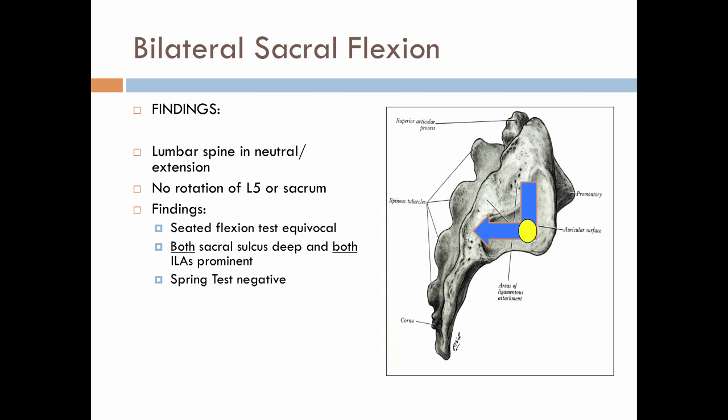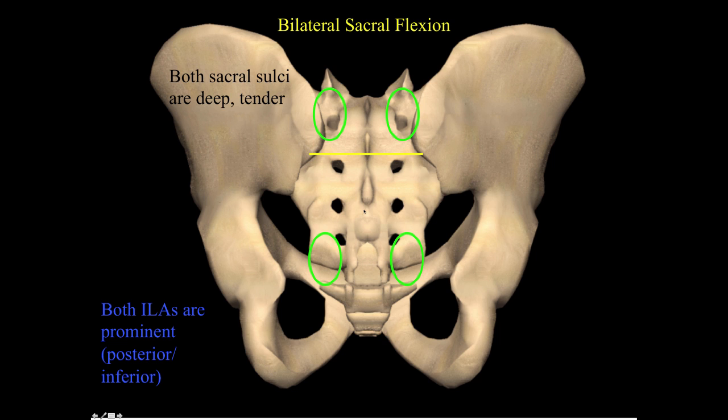Because the dysfunction is bilateral, the seated flexion test will be equivocal. And as I mentioned before, both sulci will seem deep and both ILAs will seem prominent. What this will look like is an equivocal finding, and you will have a negative spring test. So, again, looking at the static findings, your two sulci will be deep. So when you find PSIS on either side and you move just medially and drop into the sulcus on either side, you'll drop a lot deeper into them than you normally would.